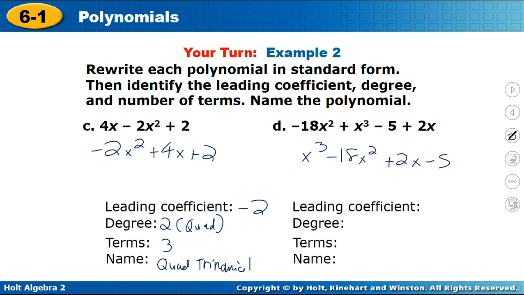Now, the leading coefficient here is 1, by the way. Since there is no number, it is still technically a number. There's a 1 there. It's a 1x to the 3rd. Degree, well, it's cubic. We just said that. It's the 3rd degree. We call that cubic. Terms, there are 4 of them. So this would be a cubic polynomial.